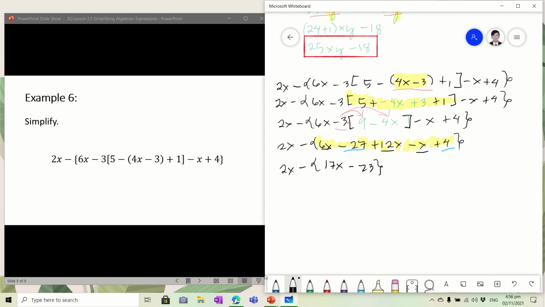So this is a minus again. So if that's a minus, we copy 2x here. But we change minus to plus. But we need to get the opposite of each term here inside our braces. So from 17x, that will become negative 17x. From negative 23 to positive 23.